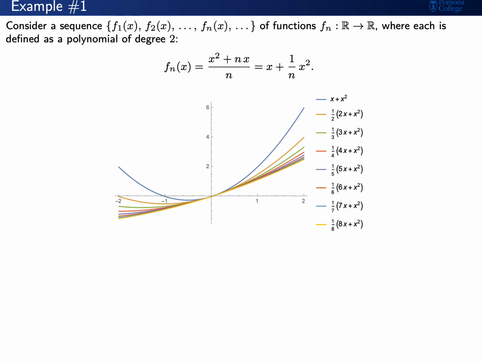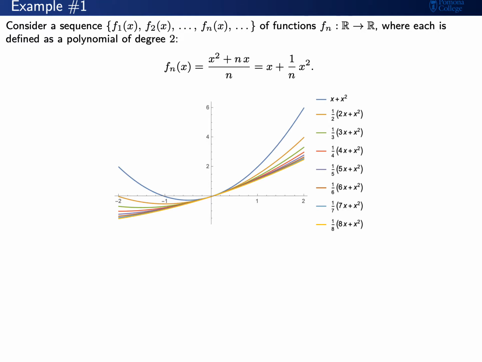Here on your screen, you can see various plots of this function f sub n of x. When n is equal to 1, we have the polynomial x plus x squared. When n is equal to 2, we have the polynomial x plus 1 half x squared, and so forth.